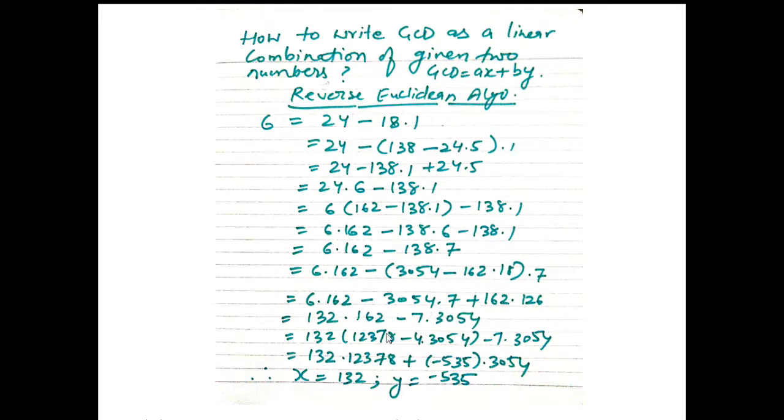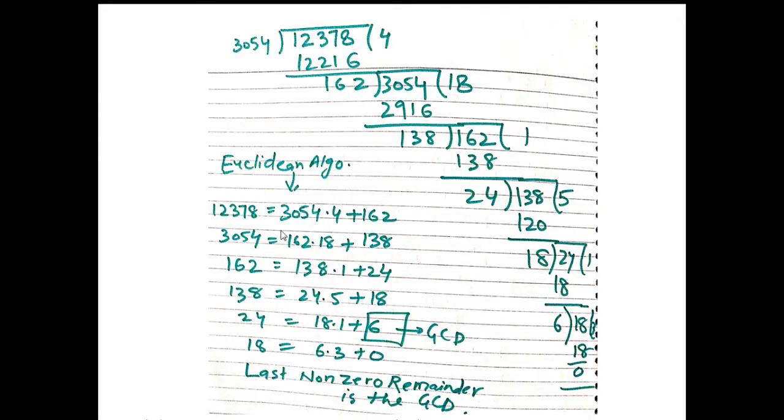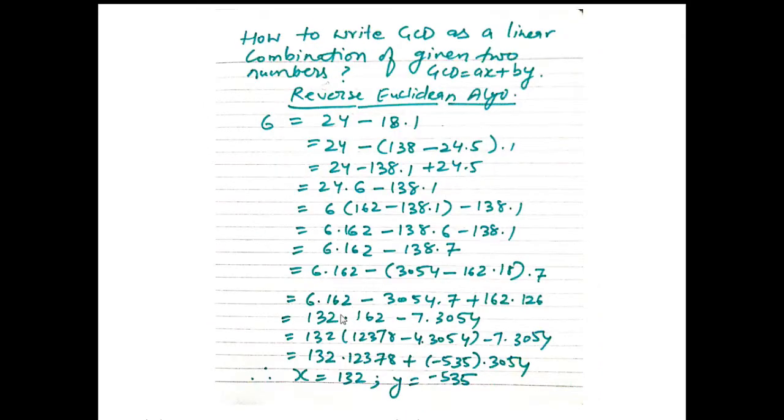So again combine, and finally what we get is these two numbers, 3054 and 12378, with some coefficients. So 12378 × 132 + 3054 × (−535). So here x is 132 and y is −535.